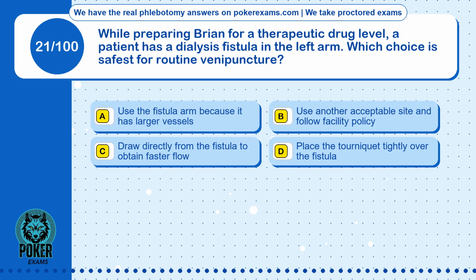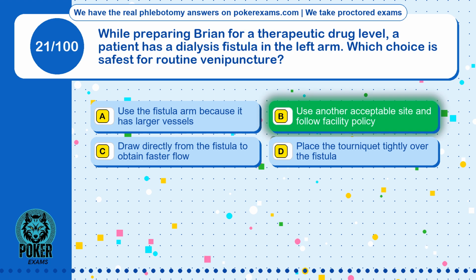Question 21. While preparing for a therapeutic drug level, a patient has a dialysis fistula in the left arm. Which choice is safest for routine venipuncture? Option A. Use the fistula arm because it has larger vessels. Option B. Use another acceptable site and follow facility policy. Option C. Draw directly from the fistula to obtain faster flow. Option D. Place the tourniquet tightly over the fistula.